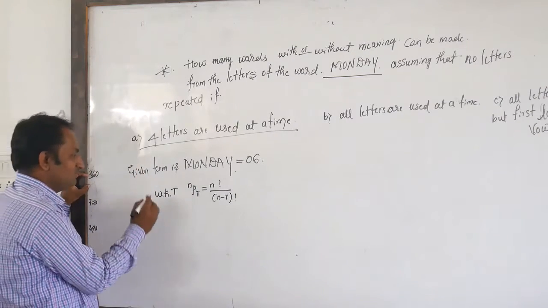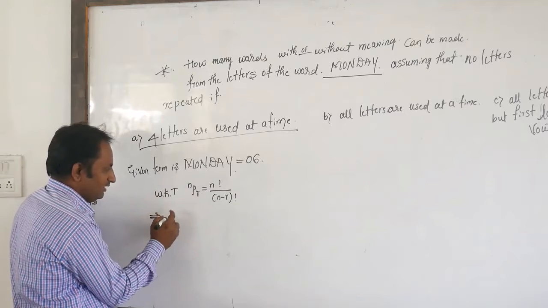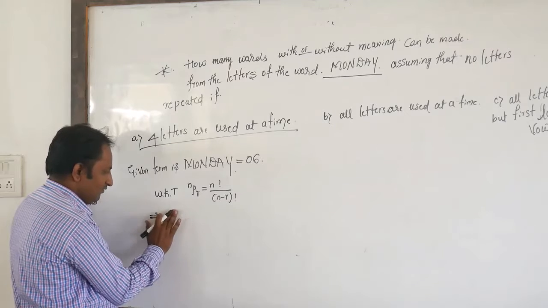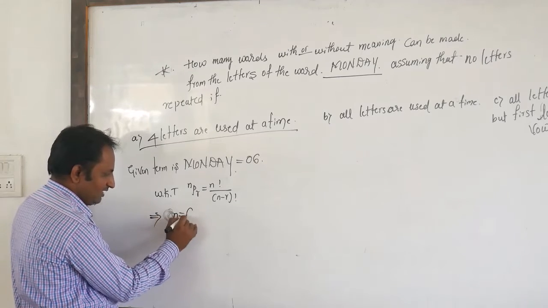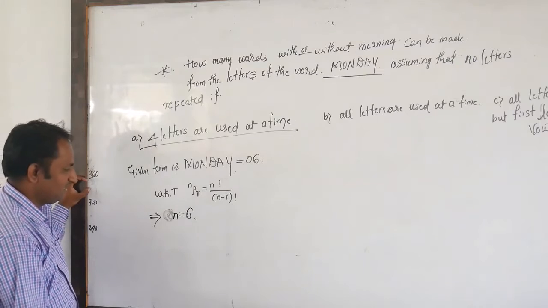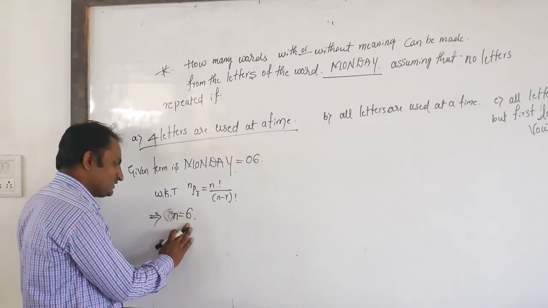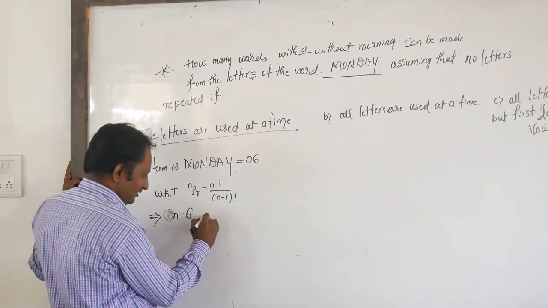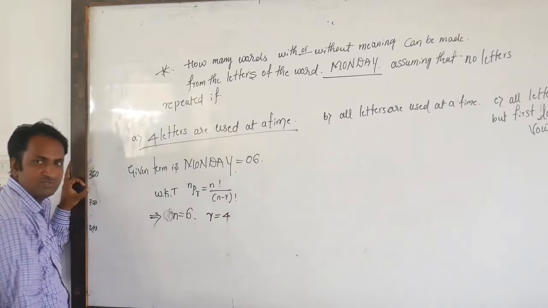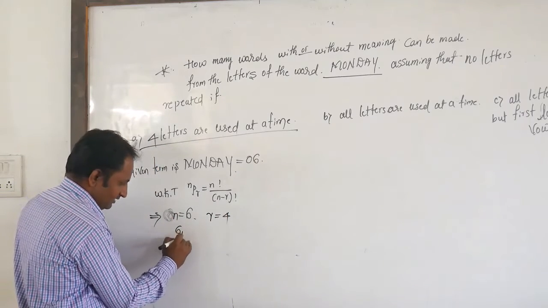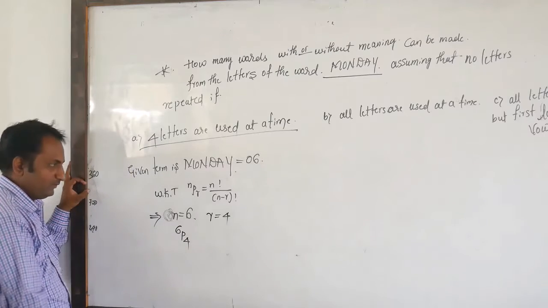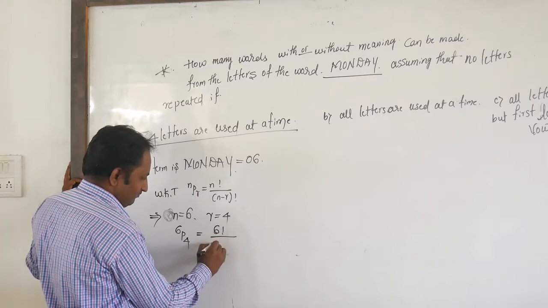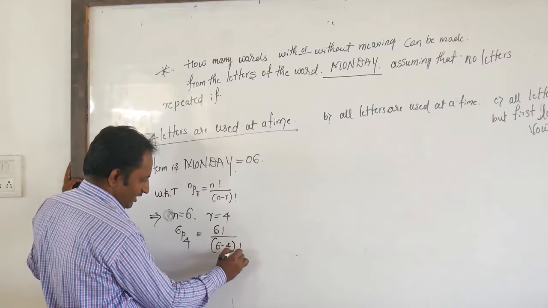Here, the given terms are available. Available letters are 6, so this is the value of n. Out of 6 letters, we can choose 4 letters at a time, so our r value is 4. Substituting in this concept, 6P4 is 6 factorial divided by (6 minus 4) factorial.